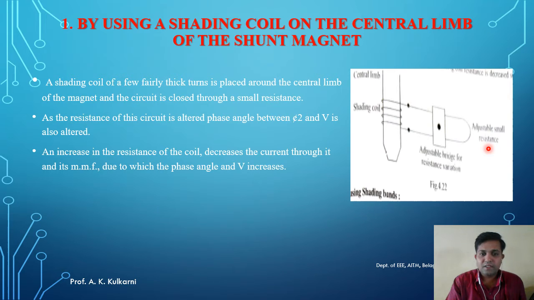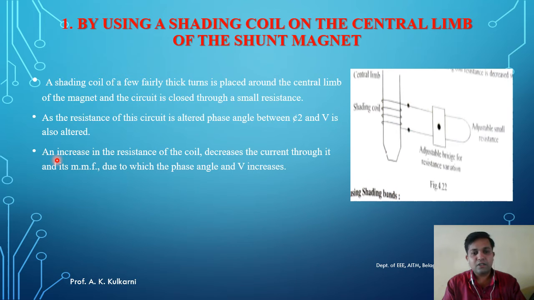As the resistance of this circuit is altered, the phase angle between phi 2 and voltage is also altered. If I increase or decrease the resistance value with the help of this adjustable resistance, we can increase or decrease the flux as well as the voltage across this shading coil. If I decrease the flux value, ultimately we decrease the flow of current through the coil. In this way we can minimize the error which occurs in our dynamometer type of wattmeter. And another case is what?